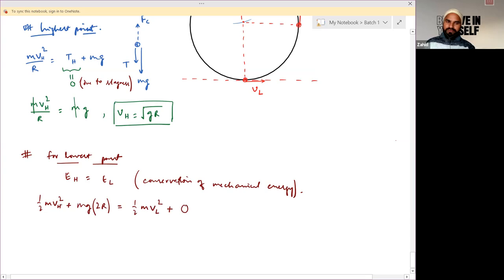Now, if you put the value of v_H from the above part in this, you will get half m times g r plus 2 m g r equals half m v_L squared. So if you simplify it, you will get velocity at lowest point will be root under 5 g r.